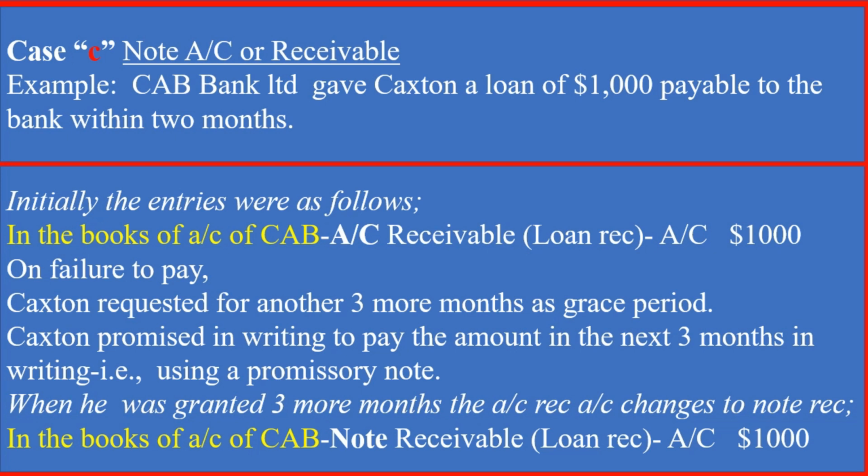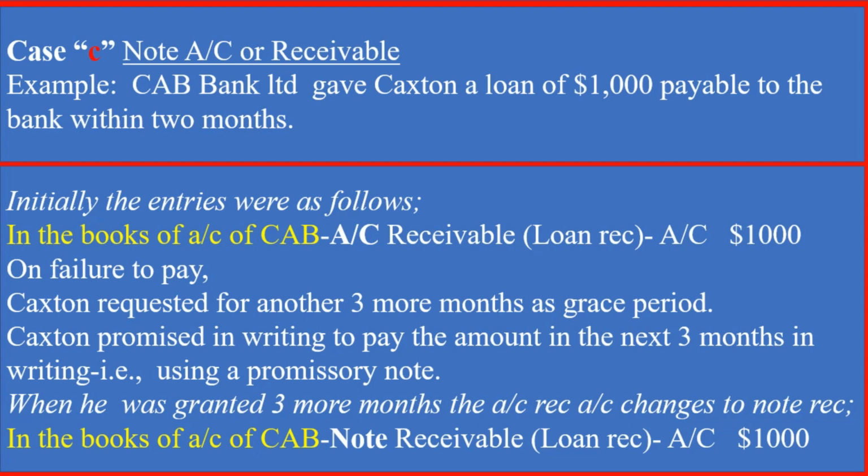Like in this case here, CAB has accepted to grant Caxton a 3 months grace period to pay. Therefore, in the books of accounts of CAB, we will realize that the account receivable will be closed down and a new account referred to as a note receivable will take the place of the previous account. And therefore, that's why we are saying that in the books of accounts of CAB, the note receivable account will be the account of the day.